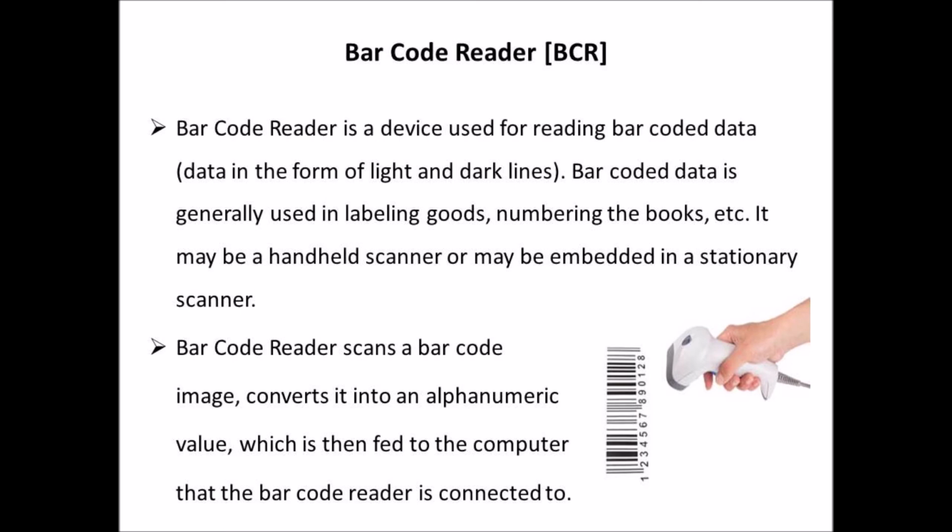Barcode Reader (BCR). Barcode reader is a device used for reading barcoded data, that is, data in the form of light and dark lines. Barcoded data is generally used in labeling goods, numbering the books, etc. It may be a handheld scanner or may be embedded in a stationary scanner. Barcode reader scans a barcode image, converts it into an alphanumeric value which is then fed to the computer that the barcode reader is connected to.